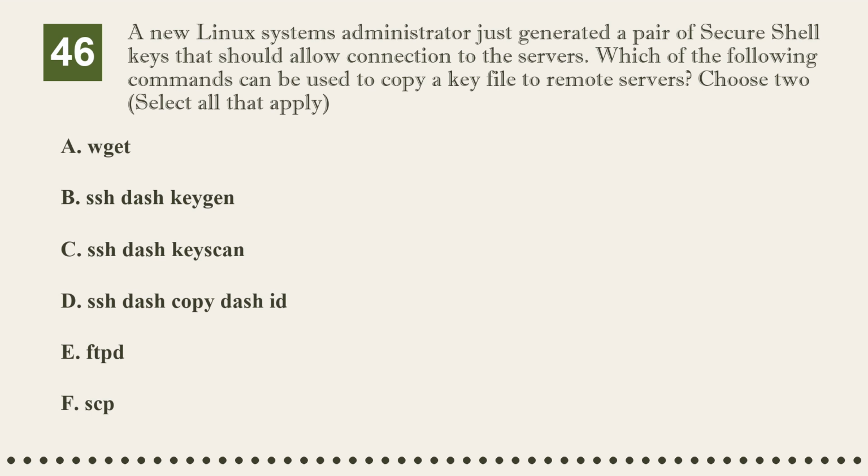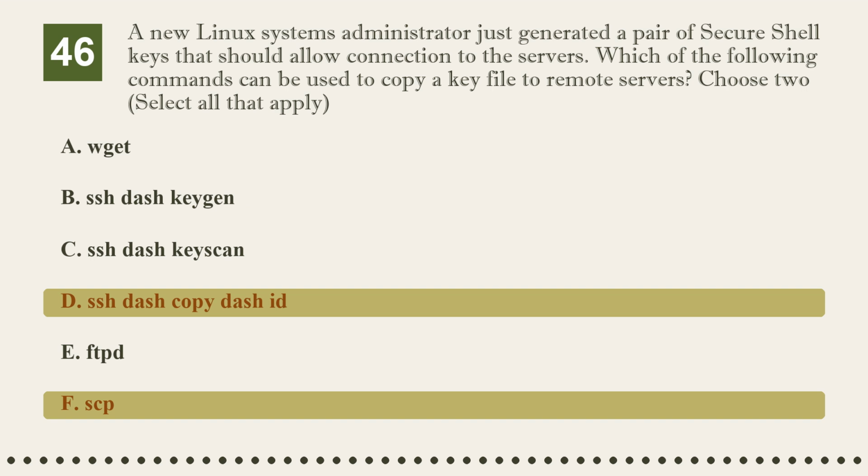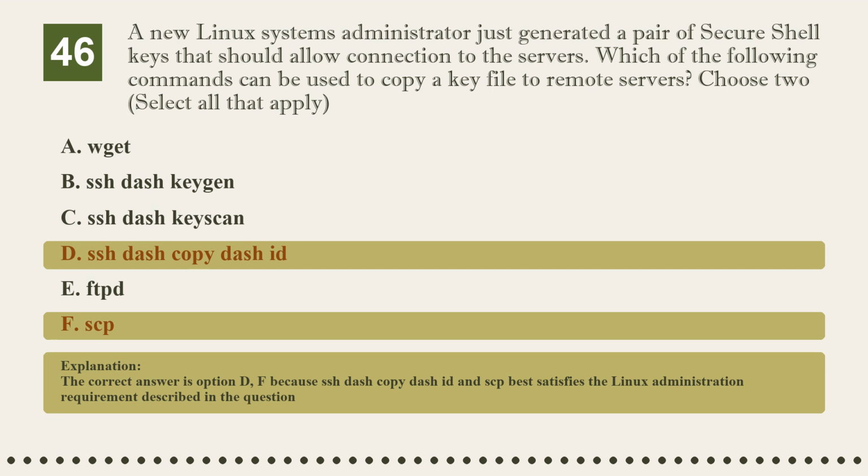Question 46. A new Linux systems administrator just generated a pair of secure shell keys that should allow connection to the servers. Which of the following commands can be used to copy a key file to remote servers? Choose 2. Option A, wget. Option B, ssh-keygen. Option C, ssh-keyscan. Option D, ssh-copy-id. Option E, ftpd. Option F, scp. The correct answers are options D and F, ssh-copy-id and scp. The correct answer is option D, F, because ssh-copy-id and scp best satisfy the Linux administration requirement described in the question.